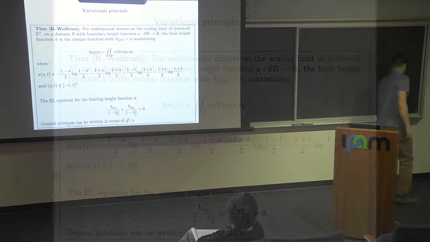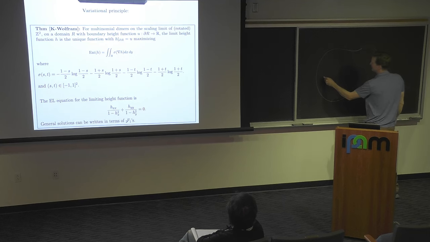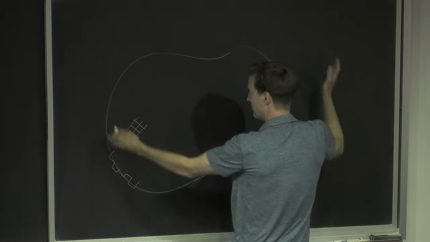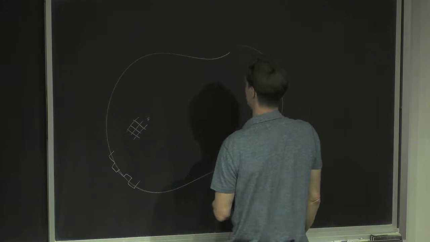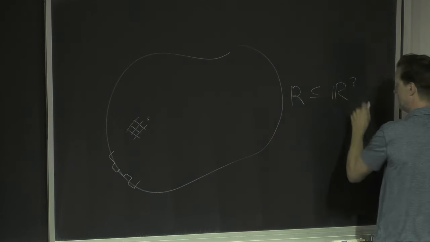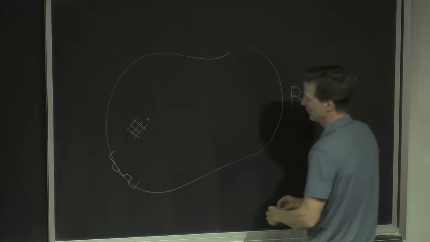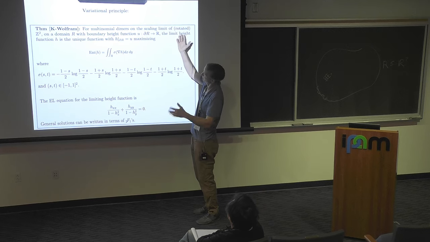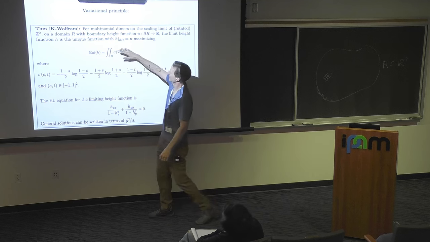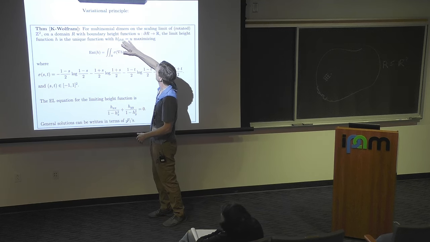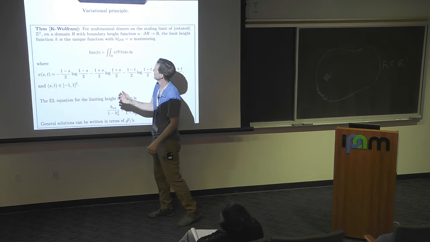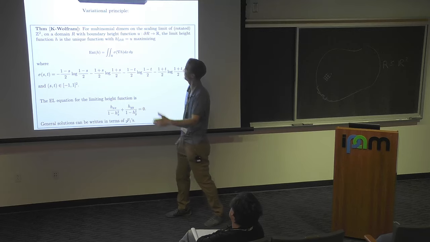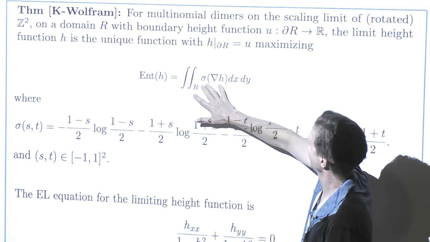Maybe I can draw a picture here. So I take some region in the Z2 lattice, which I draw in a diagonal orientation. I approximate it with some big polyomino, and the lattice spacing here is epsilon. So this is my region R, a subset of R2. And along the boundary, the height function is determined just like in the standard dimer model. Then the limiting height function for this region does satisfy a certain variational principle. It's a function which maximizes a certain quote-unquote entropy function, which is the integral of some local entropy. I should have called this minus sigma, because sigma is usually the negative of the entropy, but never mind, the sign is not the essential thing here.